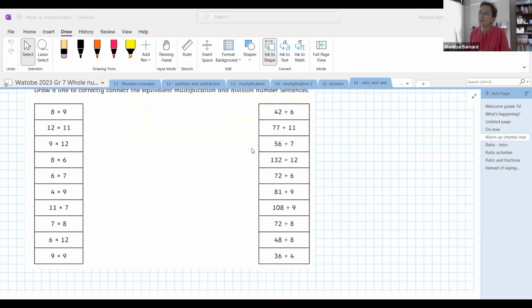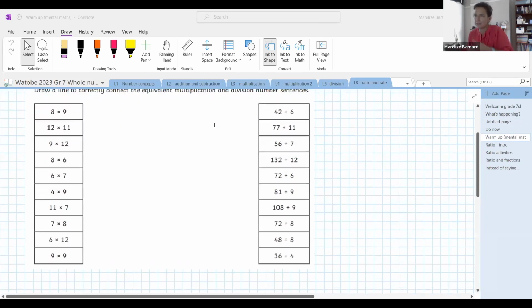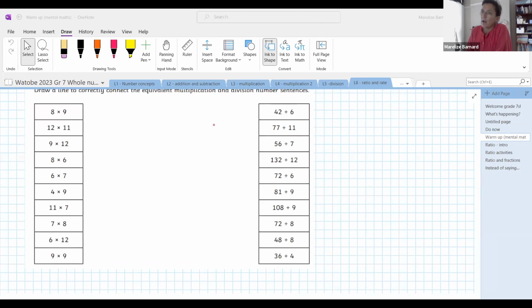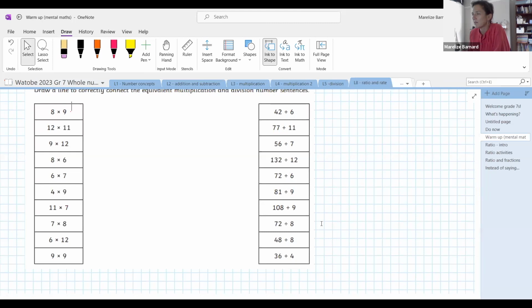So it says here we have to match. Okay, it says draw a line. You can't draw lines because it's on the screen, but you can write down. So we are going to match the multiplication and division sentences. So here we have 8 times 9, and that is how much? You can put it in the chat. How much is 8 times 9? Pop it in the chat.